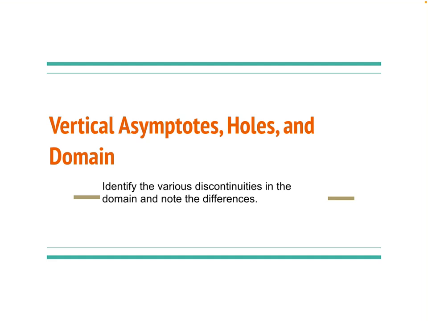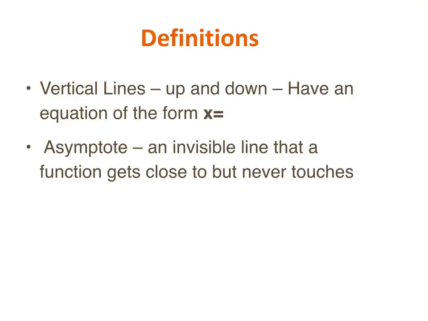Alright, hi guys, welcome to vertical asymptotes, holes, and domain. So we're going to address all three of those key attributes of a rational function graph and talk about these breaks in our domain. We're going to identify these various breaks or discontinuities in the domain and note the differences between them.